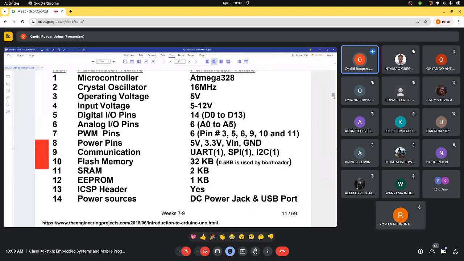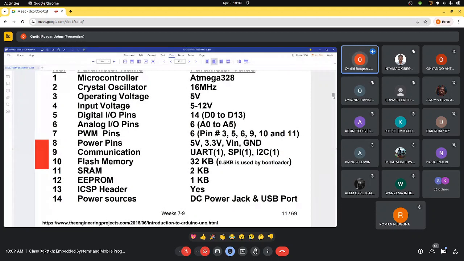It can work with more than 5 volts. So if you want to use more than 5 volts, then that is where the VIN pin comes in. And basically, the ground pin is always the negative pin on our board. The communication ports, correct? We have UART 1, SPI 1, I2C 1.